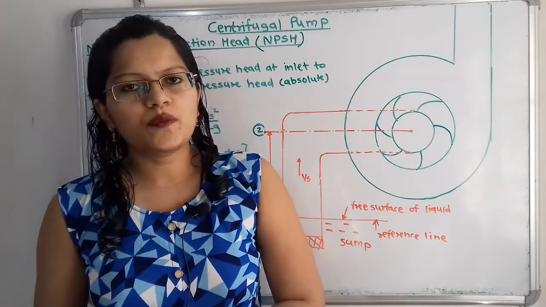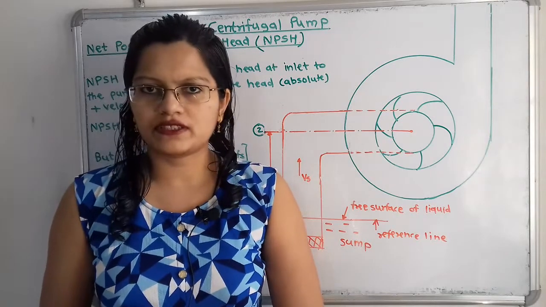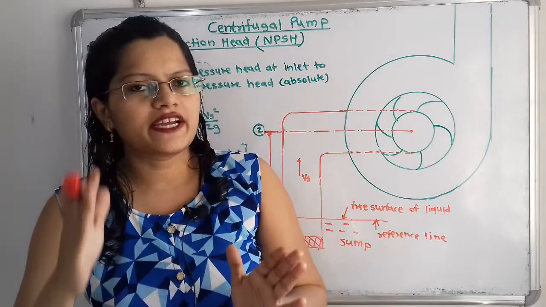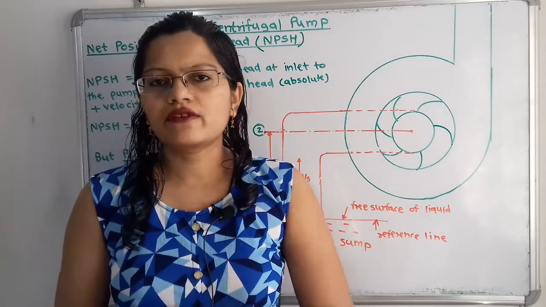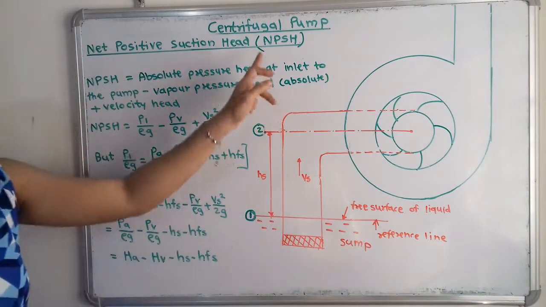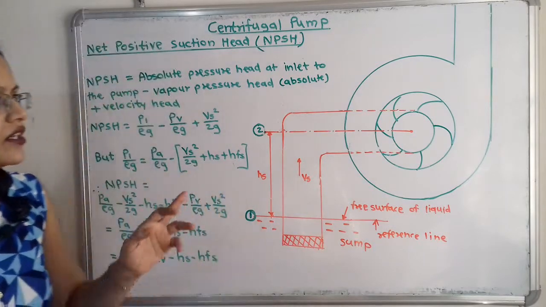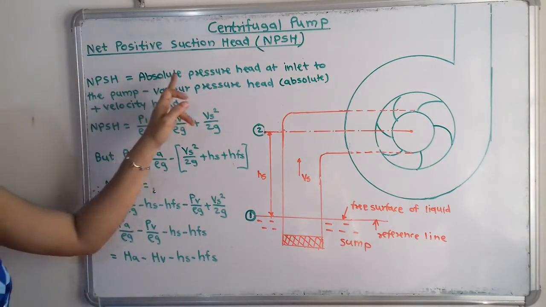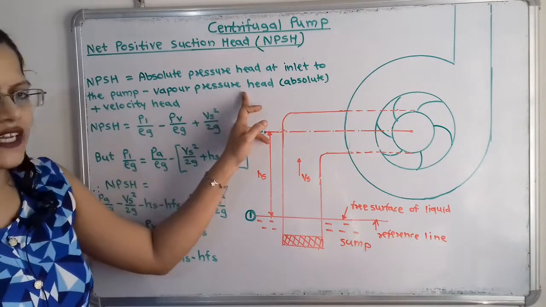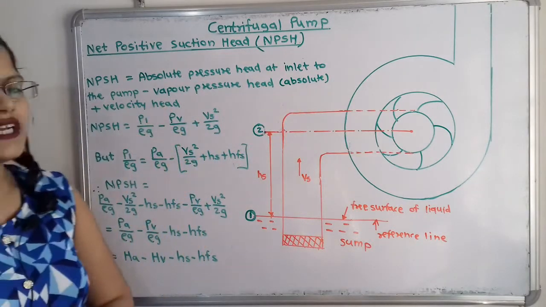Every time it is not possible to maintain the pressure head at inlet equal to the vapor pressure head. So whenever there is a difference between the inlet pressure head and the vapor pressure head, we calculate the net positive suction head, also called NPSH. So what is the formula to calculate this? NPSH is equal to the absolute pressure head at inlet to the pump minus the vapor pressure head, and this pressure head should also be absolute, plus the velocity head.